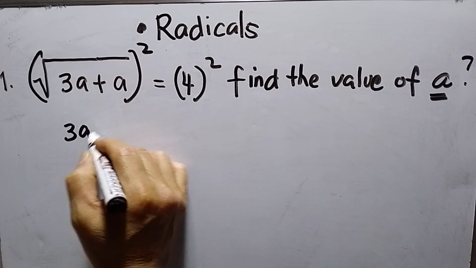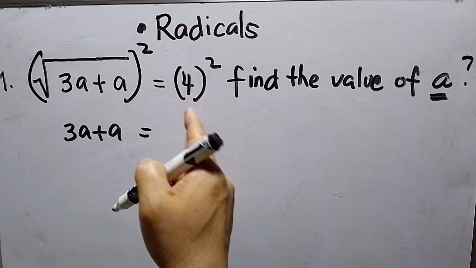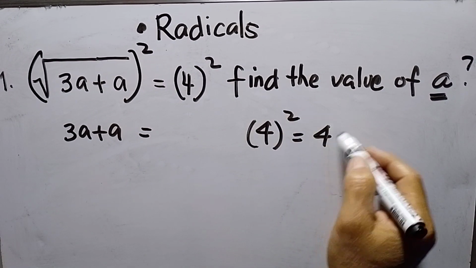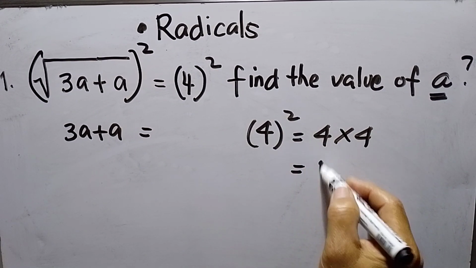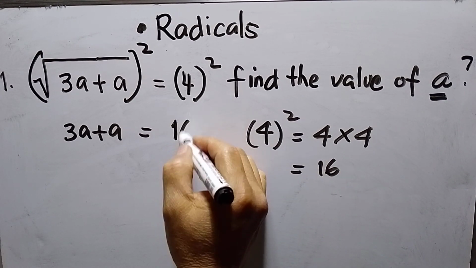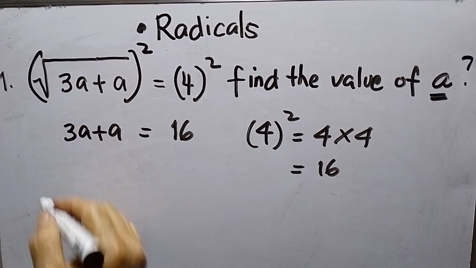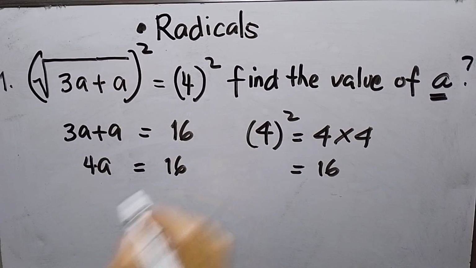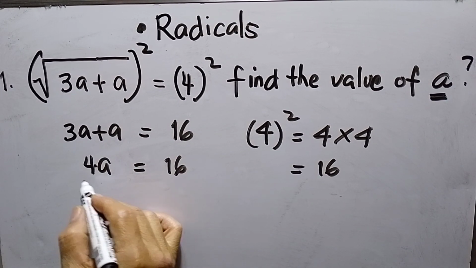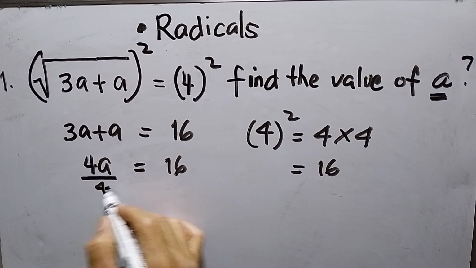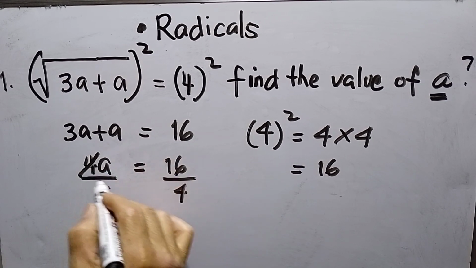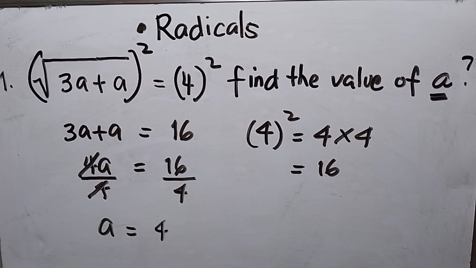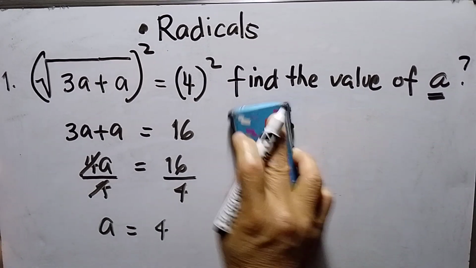So I have 3a plus a is equal to 4 squared, which is 4 times 4, and this is equal to 16. And then 3a plus a, that will be 4a, is equal to 16. Then to solve the value of a, I need to divide by 4 both sides. So 16 divided by 4 is 4. So the value of a is 4.